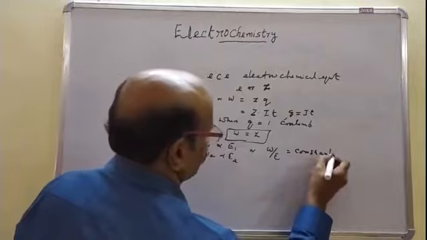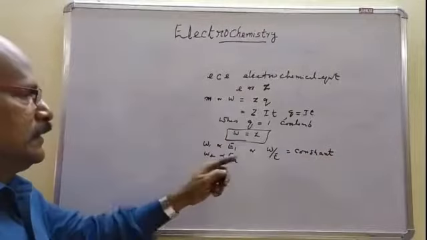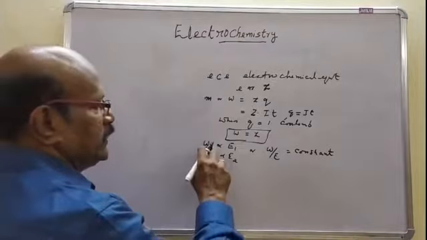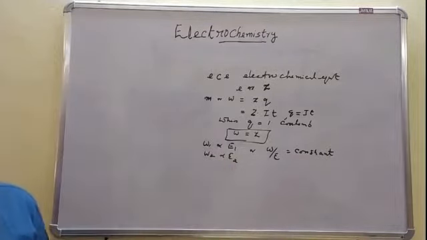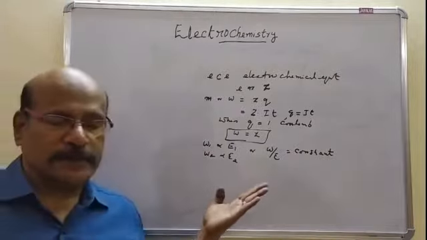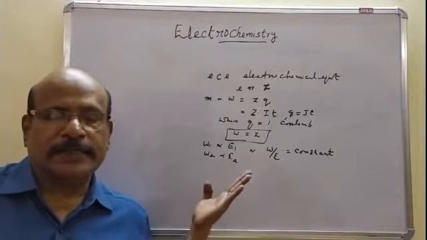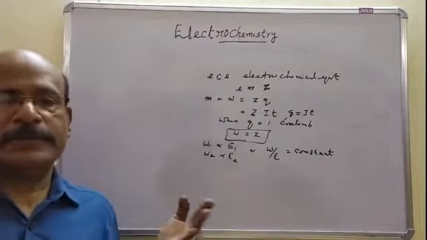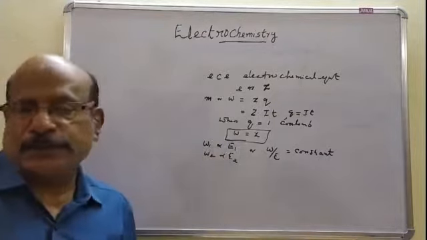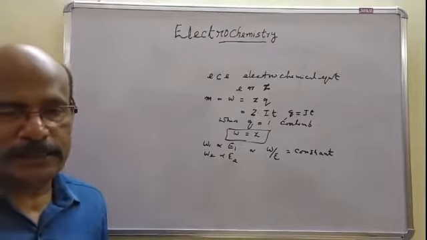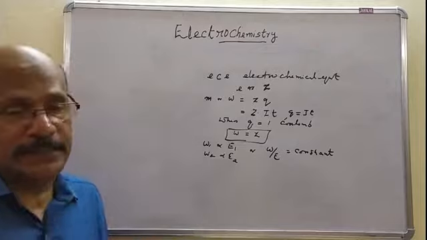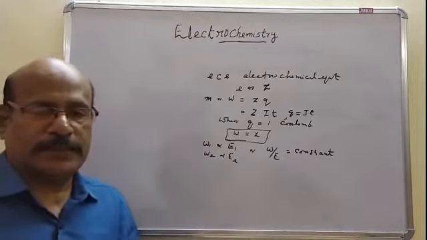This is provided that the same quantity of current is employed. We have seen that the amount of the material that is produced is proportional to the respective chemical equivalent, where E is called equivalent weight, chemical equivalent or gram equivalent weight of the material. So the amount of various materials produced by the action of electricity is directly proportional to their equivalent weights, provided the same quantity of current is employed.